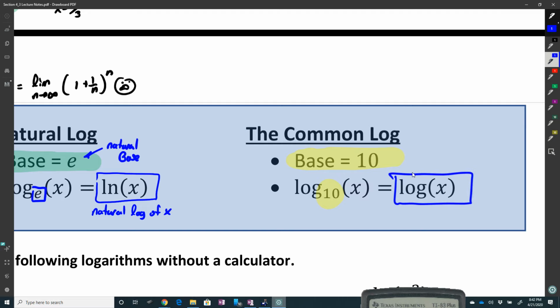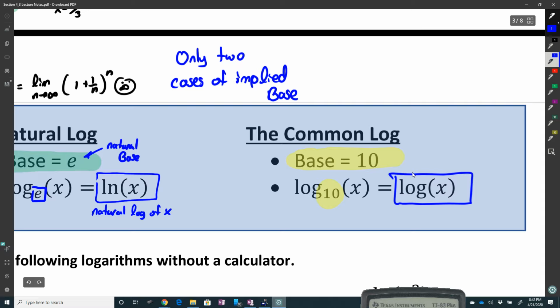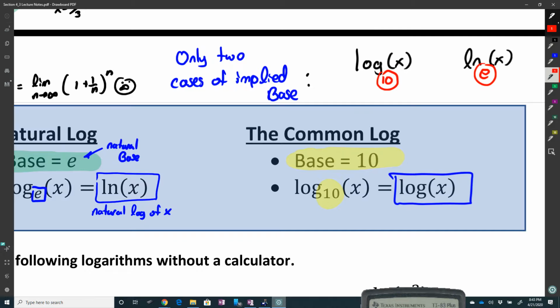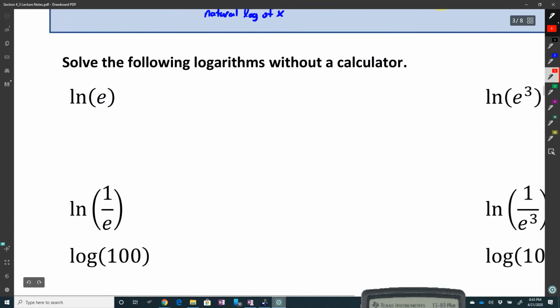So there's only two cases where you don't have a base. Okay? And that is log of x, in which case the implied base is 10. And then the other one is ln of x, where the implied base is e. And that's it. Those are the only two cases. So let's see if we can figure out these without a calculator.